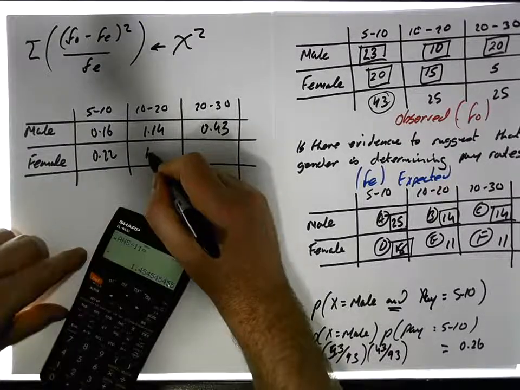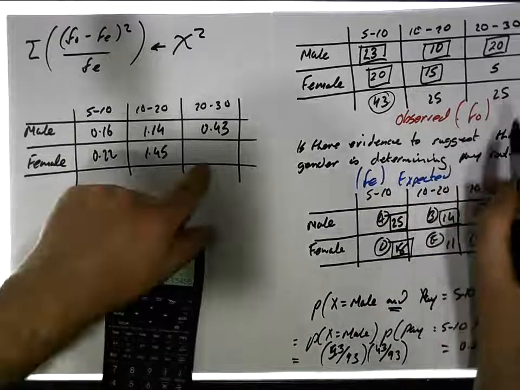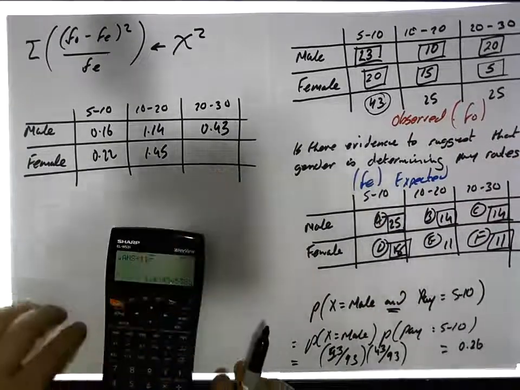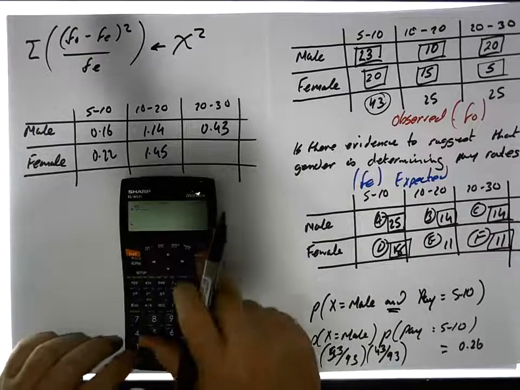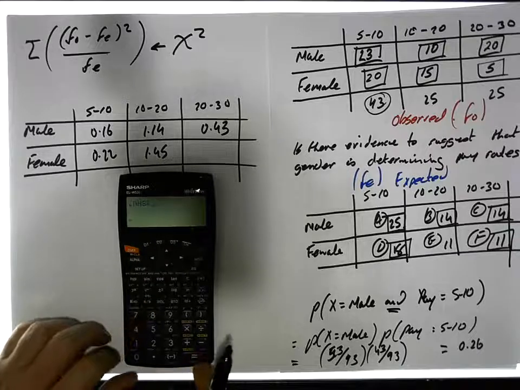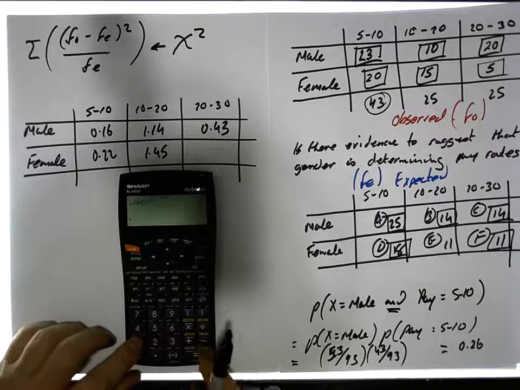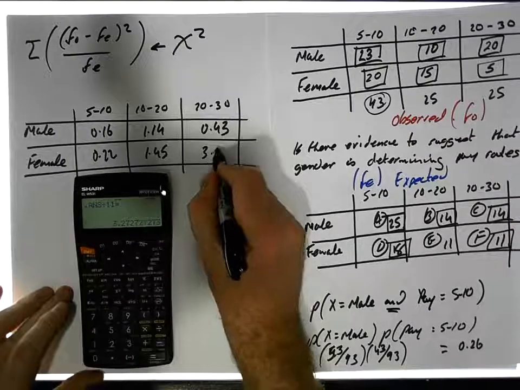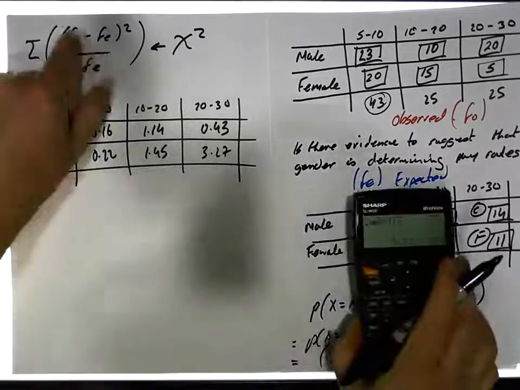1.45. Okay? And then finally, this cell here, we've observed 5, we expect 11. So we have 5 minus 11 gives us minus 6. When we square it, it gives us a value of 36, and when we divide that by 11, it gives us a value of 3.27. Okay? So that's these individual values.